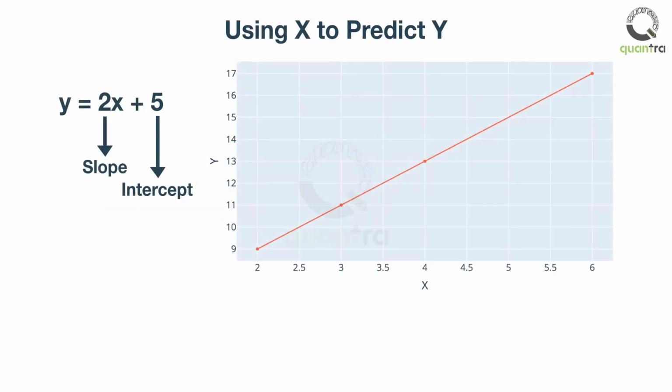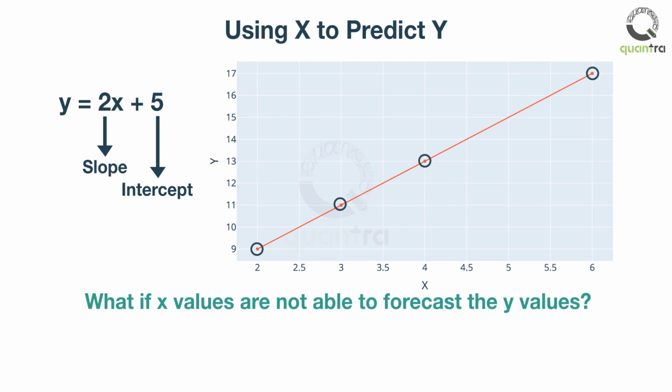Let's consider the linear regression equation shown on the screen. The purpose of this equation, or regression line, is to predict the y values from the x values. You can see that all the points are on the line. Thus, x can accurately predict the y values. But, what if x values are not able to forecast the y values?